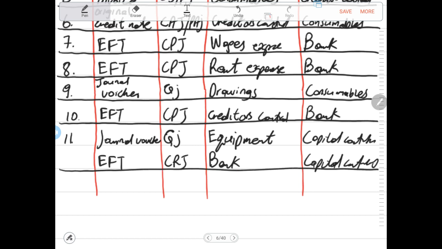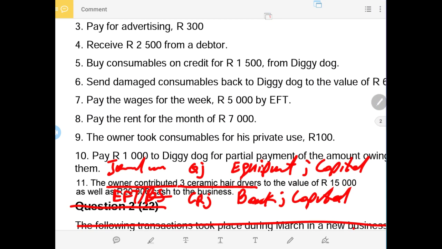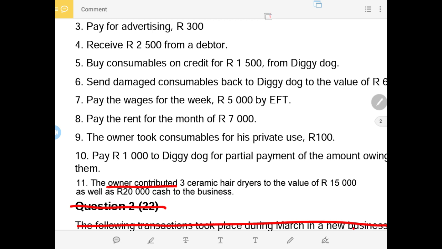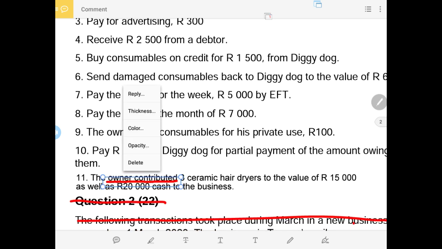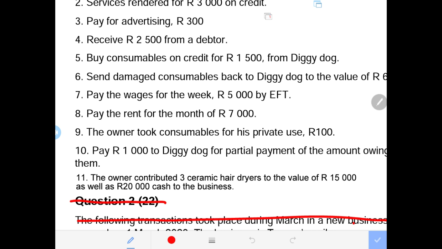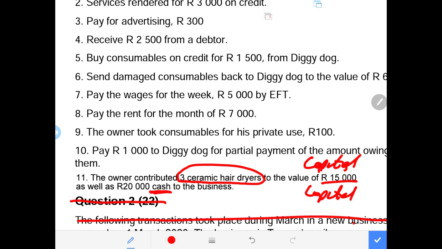And very important also to master how to record transactions that are divided into two. You must split them. Remember, very important to understand is the fact that this transaction is capital contribution. Either we divide it into two, but at the end of the day, this is about capital that is contributed. So we know that the first part, which is 3 ceramic hair dryer to the value of 15,000, will be increasing capital of the owner on the credit side. And at the same time, the cash that we have received will be affecting our capital on the credit side.